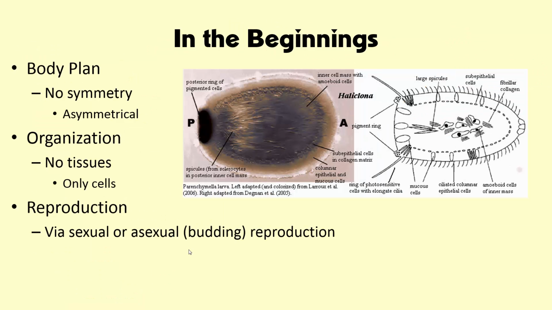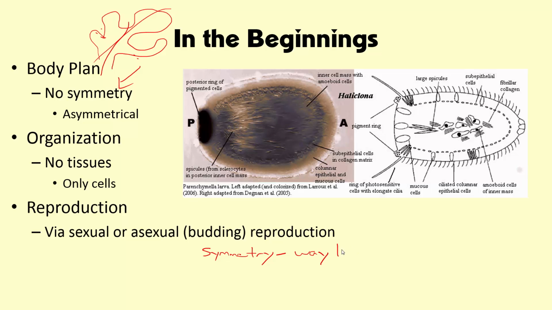In the beginnings, we have the first stages of life for animals, so our sponges. Their body plan is no symmetry. There isn't a way to cut it in half. There's no way to cut this in half and have two sides equal. Okay? And I'm not sure if you guys have been introduced to symmetry or not, but symmetry is just a way to cut something in half equally. So we'll say it in equal halves. Okay, so symmetry is a way to cut something into equal halves.